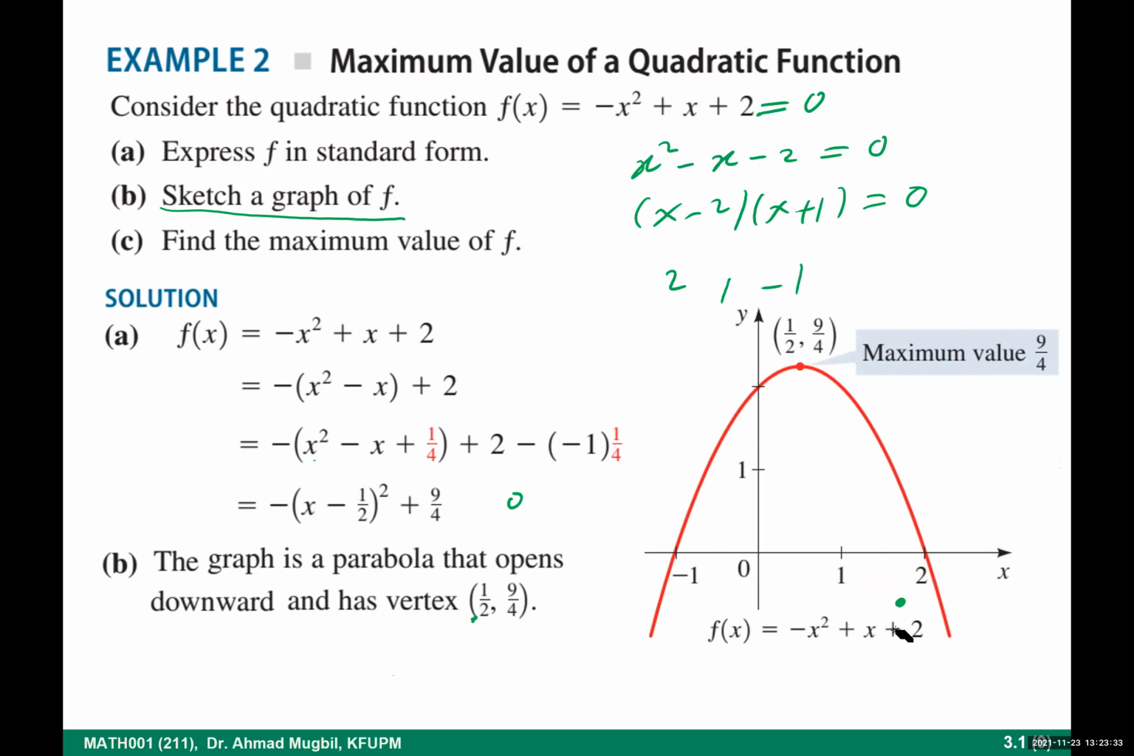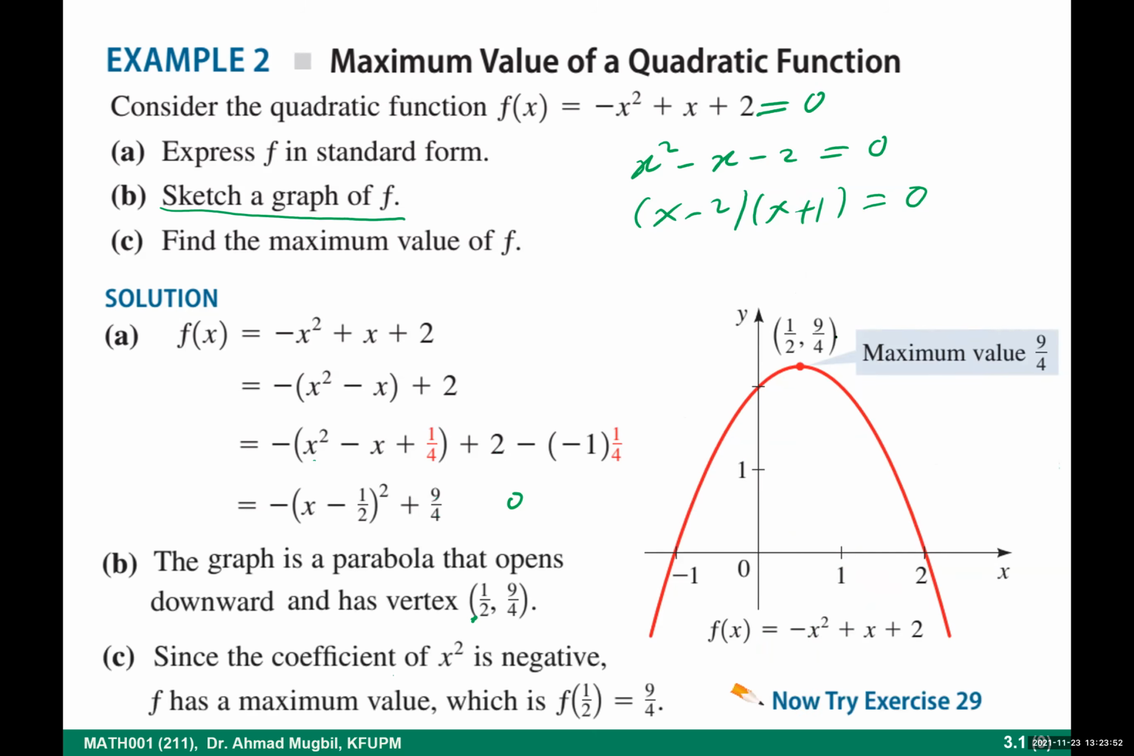The maximum, what is the maximum? The higher or the bigger value of the function, it is 9/4. It is k. This is the higher, the larger. And it occurs at a half. It is the value of the function at h. So the maximum and minimum always happen at the vertex. It is f at h, which is k.